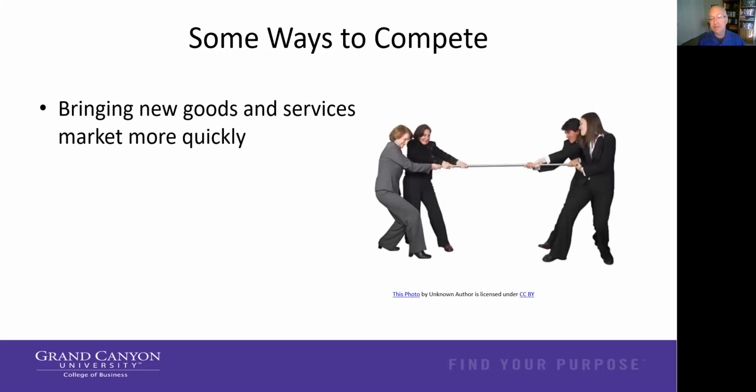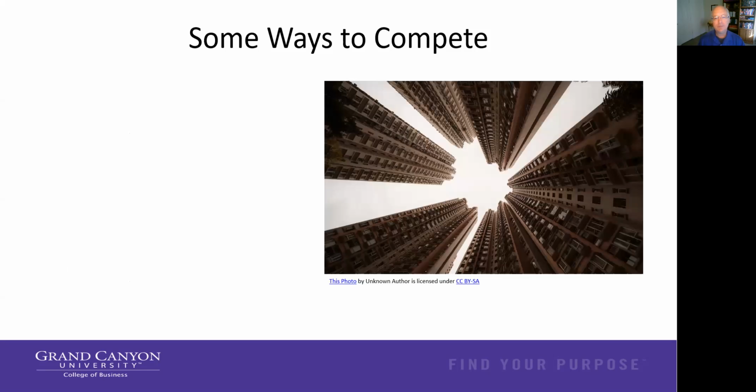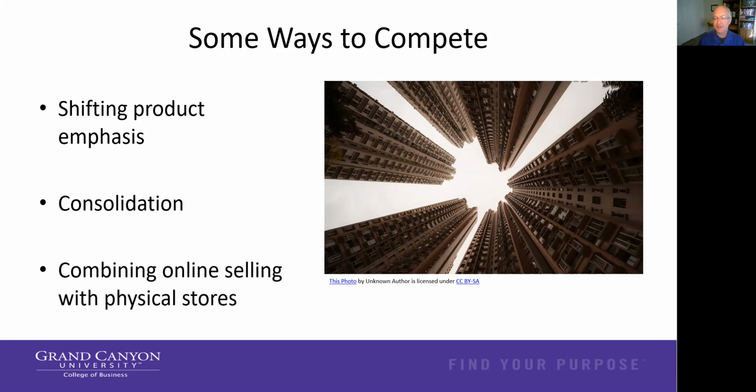To provide an idea of what this means, new ideas of competing may include bringing new goods and services to the market more quickly, the use of new technologies. An example of this could be Amazon, diversifying the product line. Barnes & Noble diversified into music as a catalyst for growth. Shifting product emphasis, for example, U-Haul's focus on their accessory sales. Consolidation, an example of this could be the merger of Hewlett-Packard and Compaq. And combining online selling with physical stores, such as Sears' acquisition of Land's End.